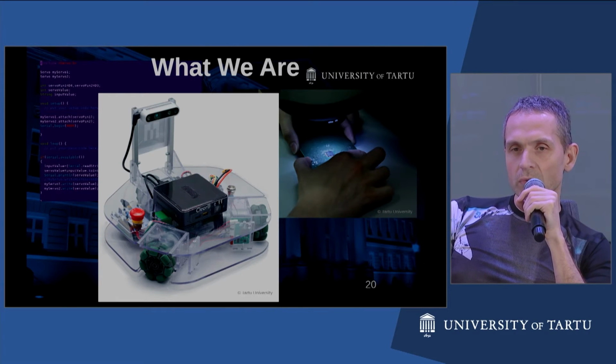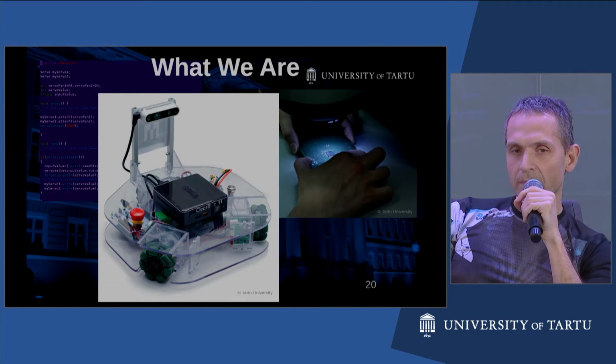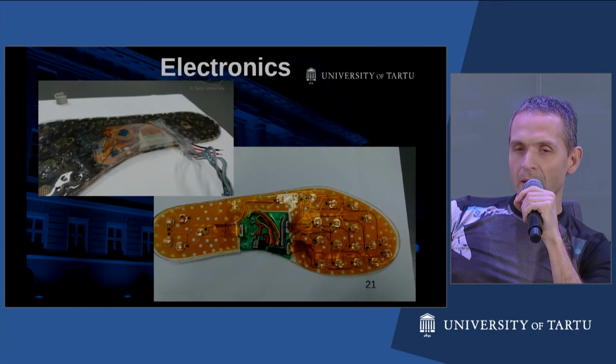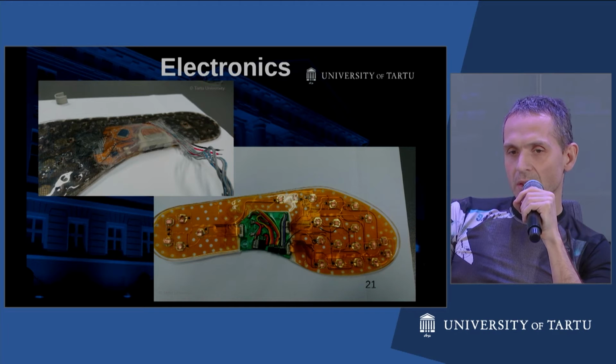Okay, what we are. There are three pillars of our activities: programming, mechanics, and electronics. You can't do satellites without that. You can't do robotics without that. Example of our kind of products: this is a smart insole, which measures the pressure when you step down, and it can record the data. It can give you advice on how to run, how to step, how to design your shoes.